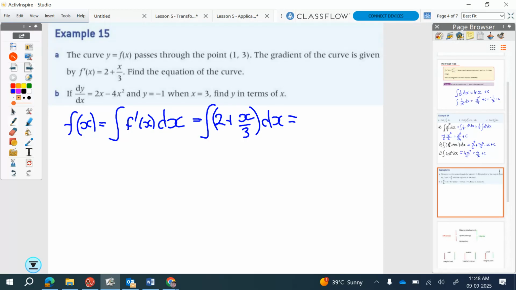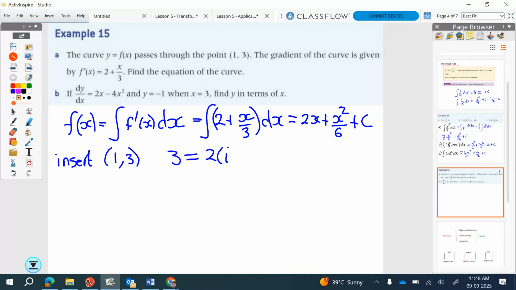That is going to give us 2x plus x squared over 6 plus c. So first we need to find the indefinite integral, and then we can put it together with that point. So we know that the y value should be 3, so we're going to insert 1, 3. We know that the y value should be 3 when the x value is 1. So 2 times 1 plus 1 squared over 6 plus c.